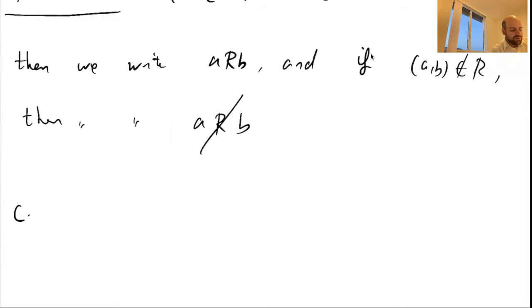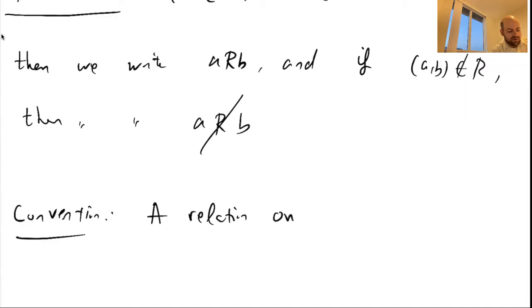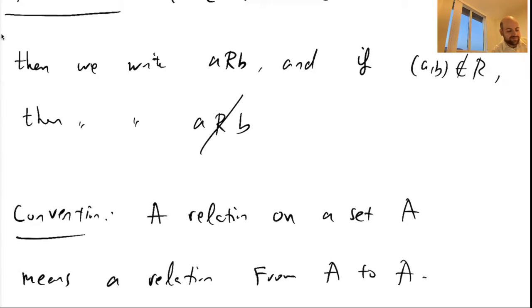Okay, so another convention is that we say a relation on a set A. So we define a relation from one set to another. But when we say a relation on a set A, it means a relation from A to A itself.